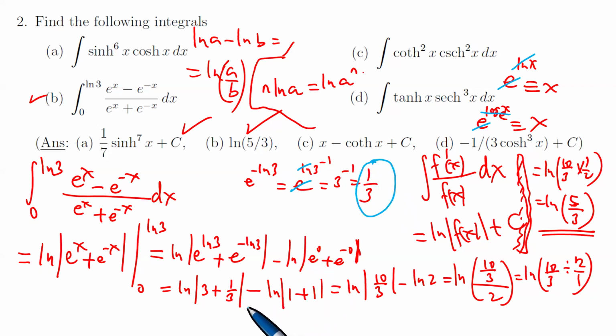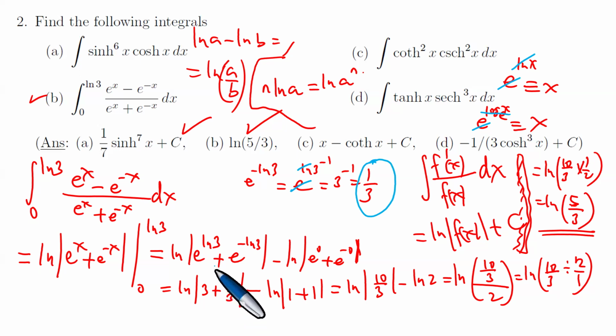1/3. Okay, why is it 1/3? Well, because you have that e to the ln of 3 to the power minus 1. The e cancels the ln by law, it's a law. And then you have 3 to the power minus 1. But 3 to the power minus 1 obviously is 1/3. Meaning that is why e to the power minus ln 3 is 1/3.